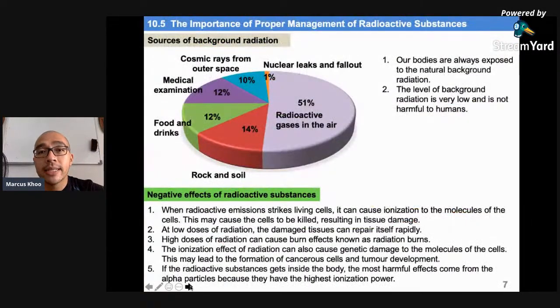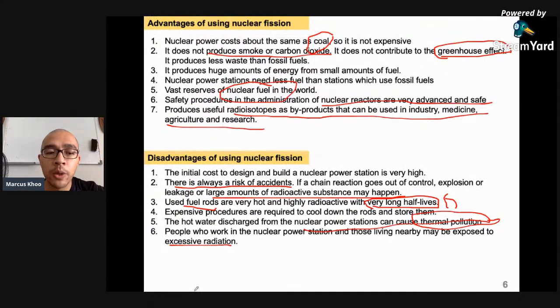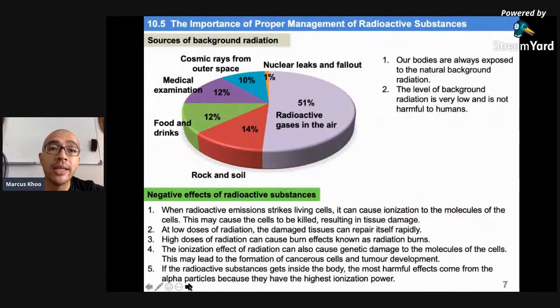Okay, this last part, I am going to talk about this, but I'm also going to share this slide with you all, because we need to know this. It's not enough to know about the advantages and disadvantages, but we also need to know what are actually the safety procedures that have been taken to manage radioactive substances. This one we need to know, because otherwise all learning about all this radioactivity has no meaning.